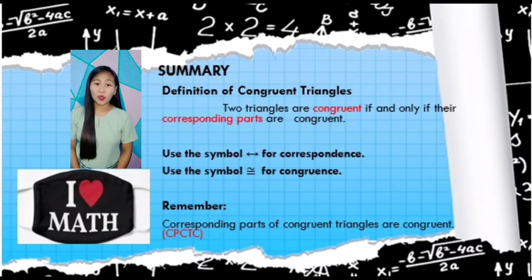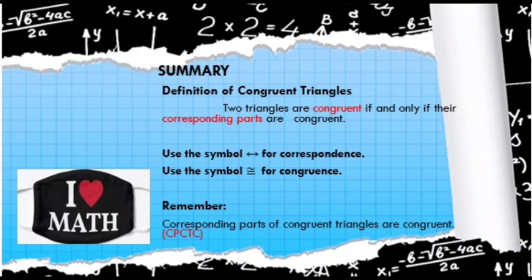Okay, so let's summarize what we had discussed. The definition of congruent triangles. Two triangles are congruent if and only if their corresponding parts are congruent. Always remember the symbol for correspondence and for congruence, and also the CPCTC, that stands for corresponding parts of congruent triangles are congruent. So, that's all for today's topic, and I hope you enjoy watching this video.